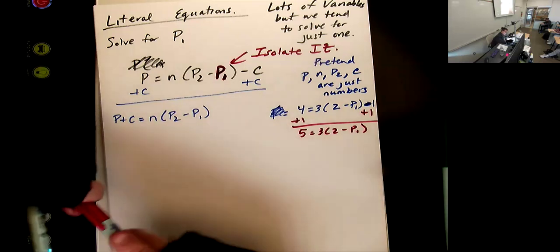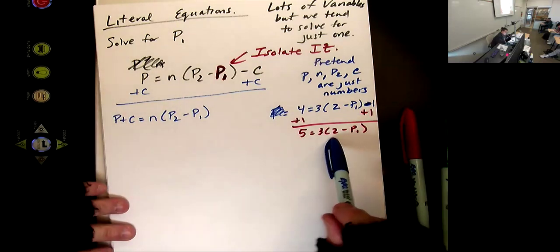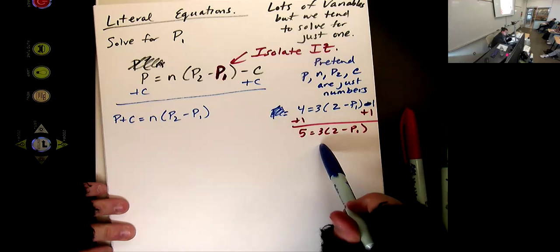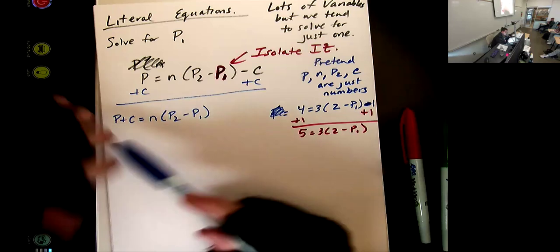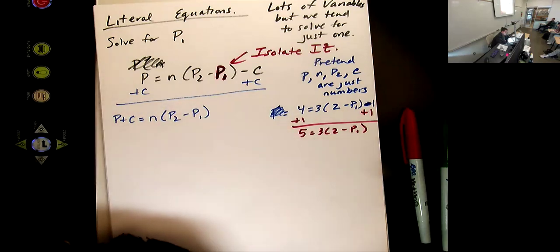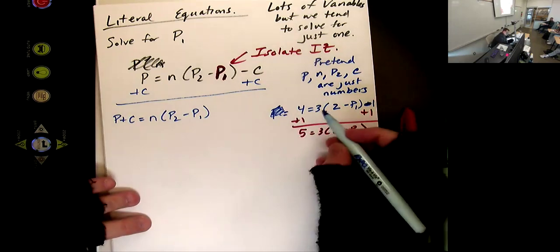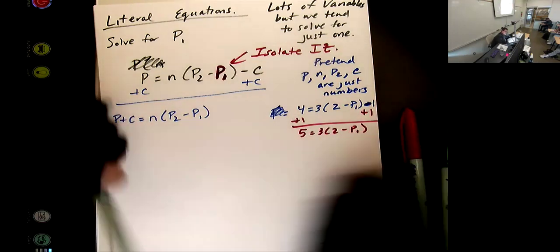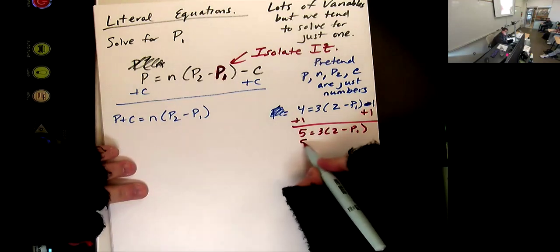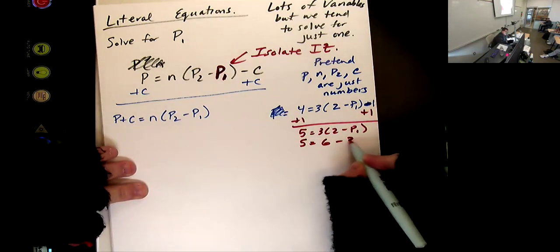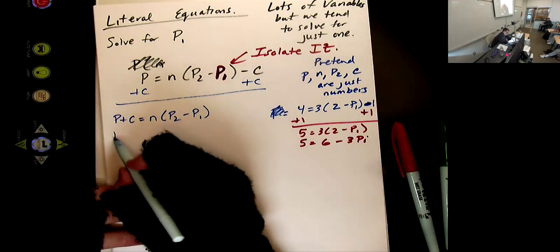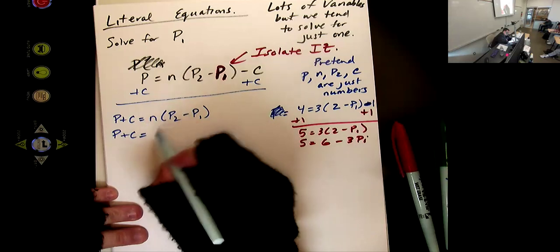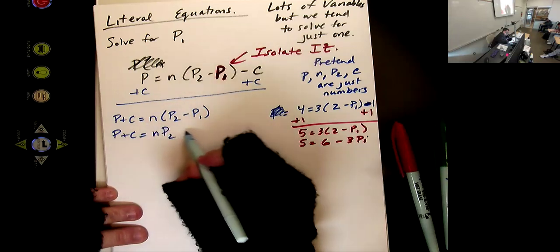Now on the right side, I could distribute the 3. I could do that here, but it's less helpful. Let's do it. I would say 5 equals 3 times 2 is 6 minus 3P1. Over here, I will do the same thing. P plus C equals distribute the N, NP2 minus NP1.